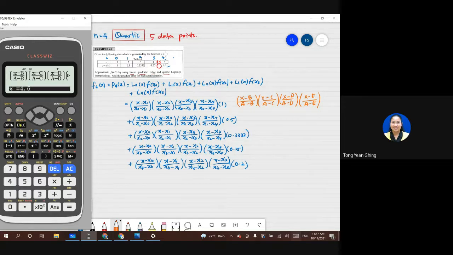So same, x is still 4.5, and then b. Now look at here, the first one, b is x1, so x1 is 2, and then a is x0, which is 1, and then c is x2, so x2 is 3, and then 4, and then e, that means x4, so x4 is 5. So we get negative 0.0391.